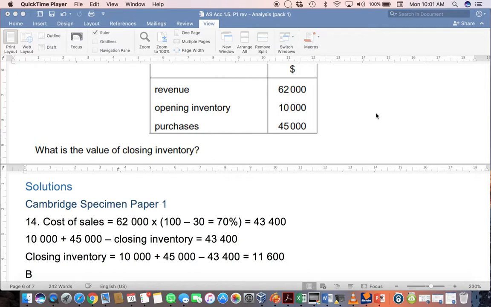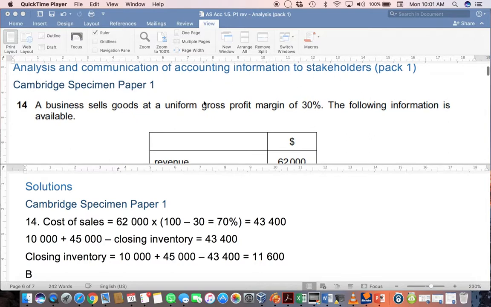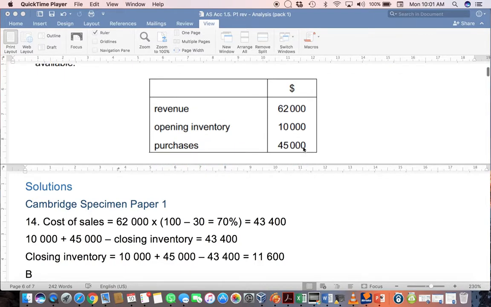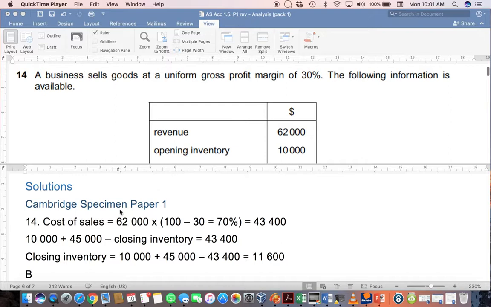You need to do this as a two-step process. Firstly, you need to calculate from the gross profit margin of 30% and the revenue of 62,000 what your cost of sales would be. You can then work backwards to calculate the closing inventory. So to calculate the cost of sales, you'll use the revenue of 62,000 times 70%. Remember I said the gross profit is 30% of sales, so therefore cost of sales must be 70% of sales.